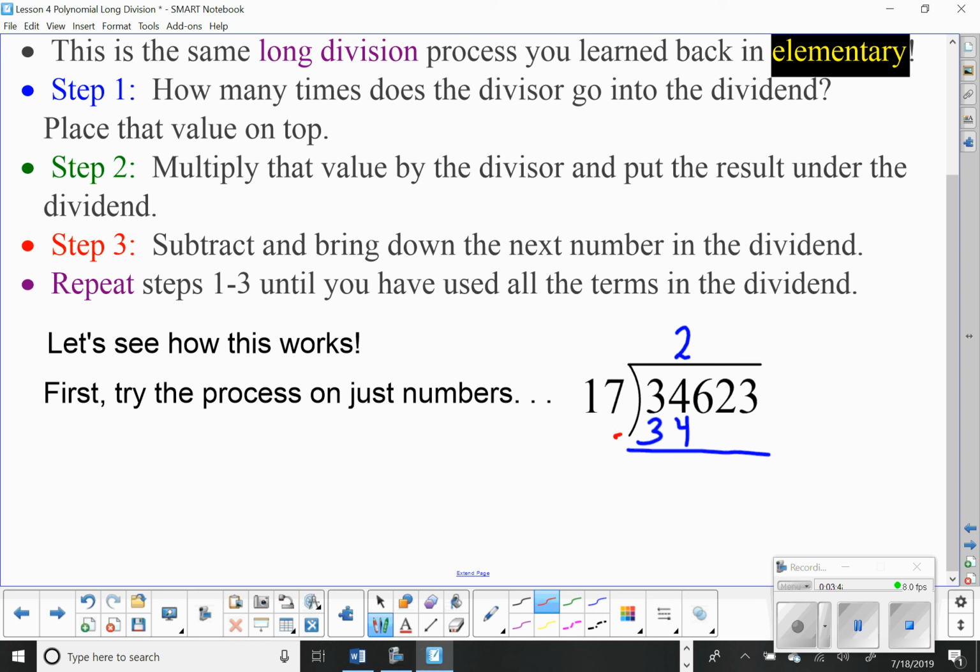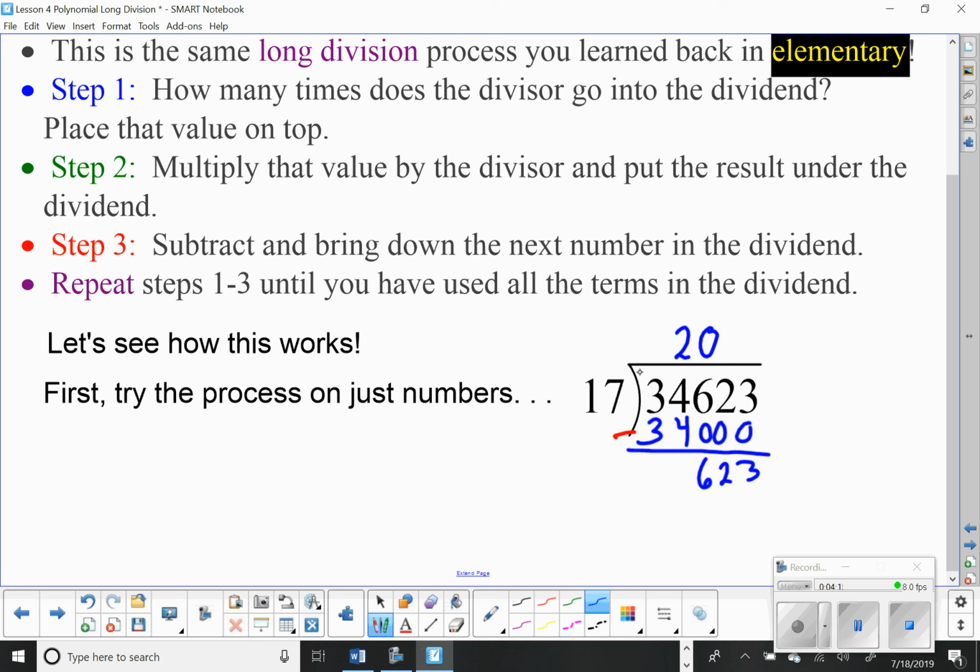Now I'm going to subtract. Now I subtract 34,000 from 34,623, and I'm left with 623. The 17 won't go into the 0, so I have to put a 0 here to hold the place value. Now I can look at 17 going into 620. How many times will 17 go into 620?